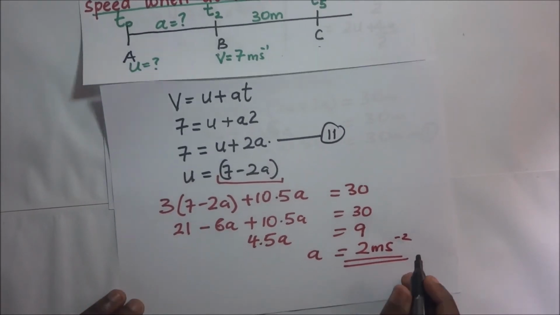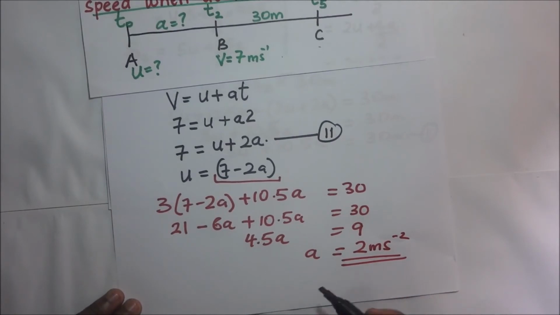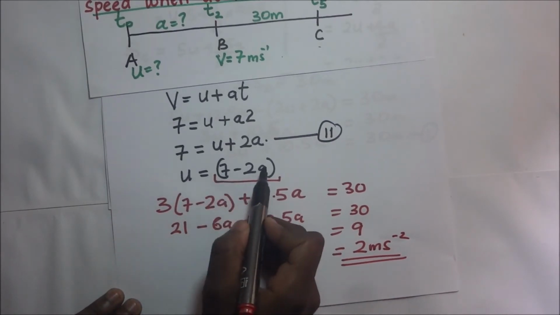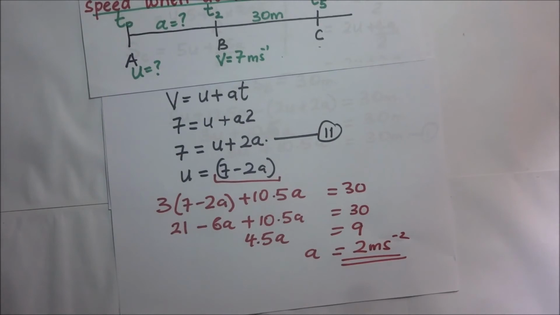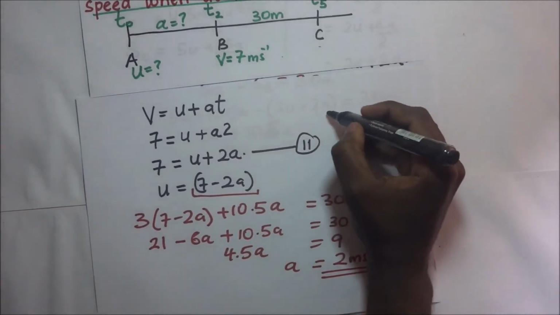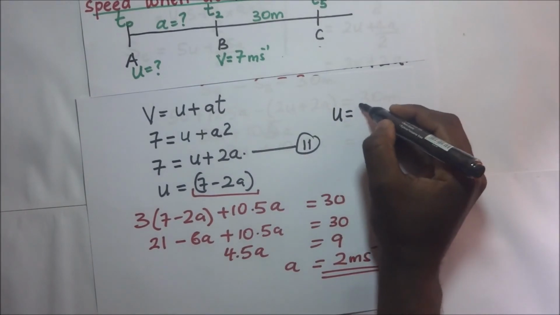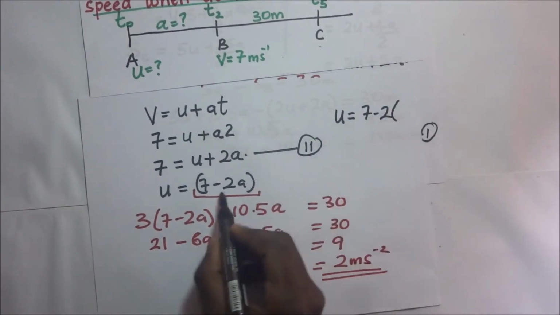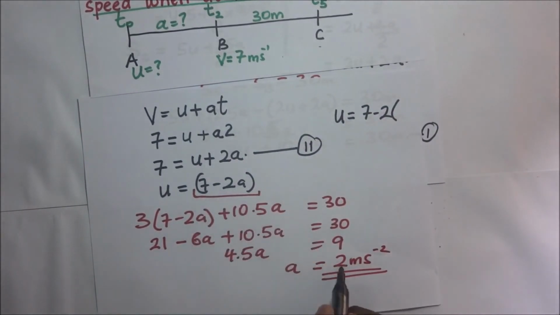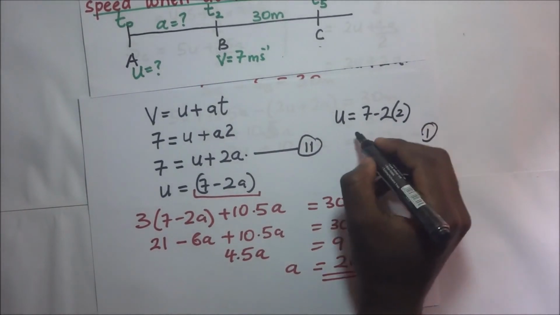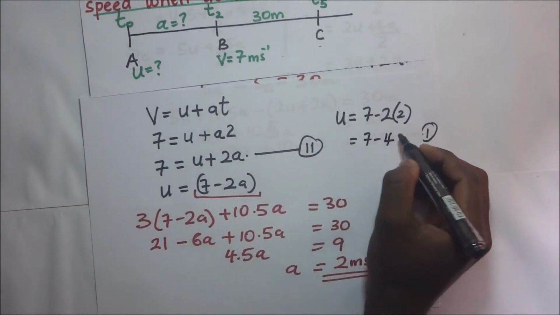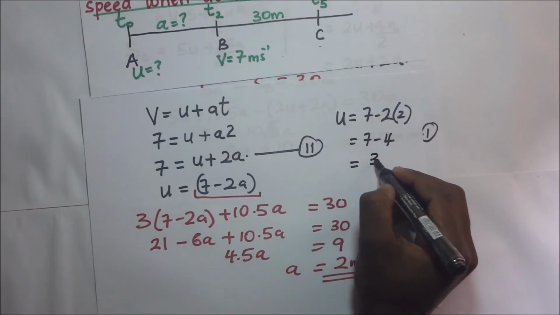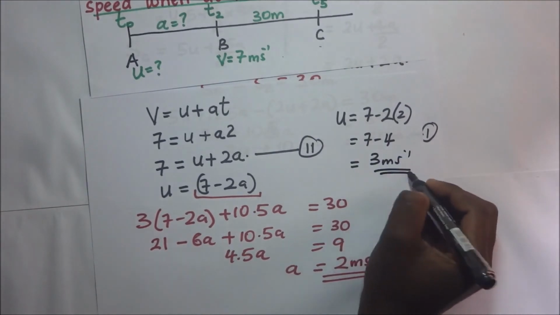So after getting our value of a as 2 meters per second squared, we can go ahead and substitute for the value of a here so that we're able to get u. So when we substitute our value of a there to get the value of u, we shall end up getting our value of u being equal to 7 minus 2a. 7 minus 2a, a is 2, so 2 times 2, giving us 7 minus 4, and we have our value of u as 3 meters per second.